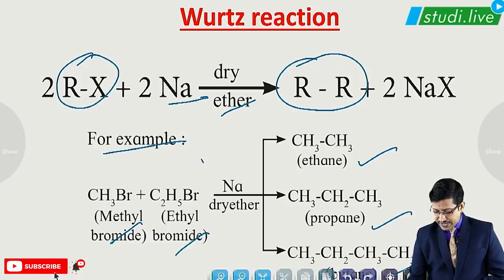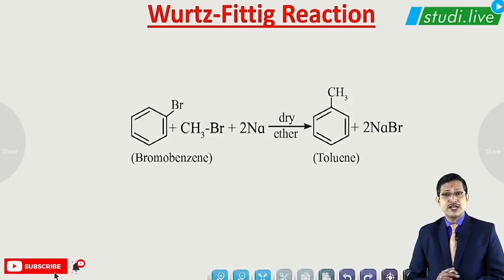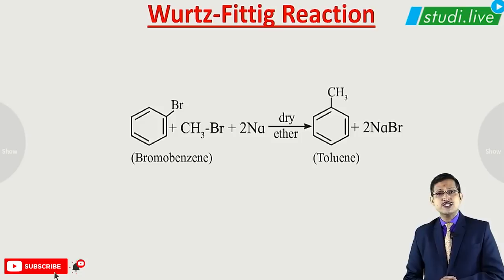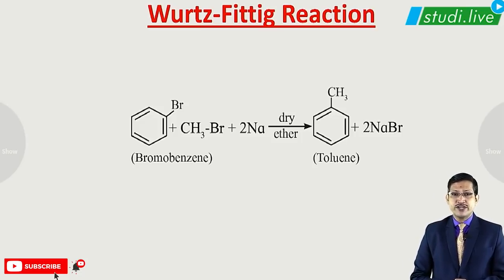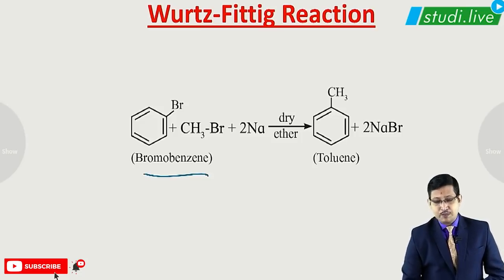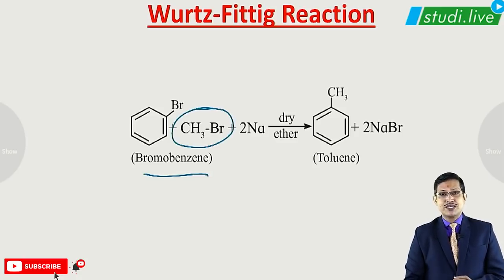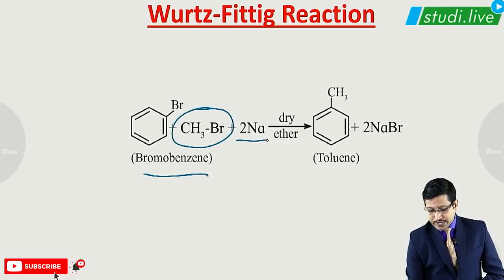Moving on to the next reaction. In the next reaction, that is Wurtz-Fittig reaction. Now what exactly is Wurtz-Fittig reaction? For Wurtz-Fittig reaction, it is bromobenzene, benzene ring with Br will combine with CH3Br, methyl bromide and sodium metal.